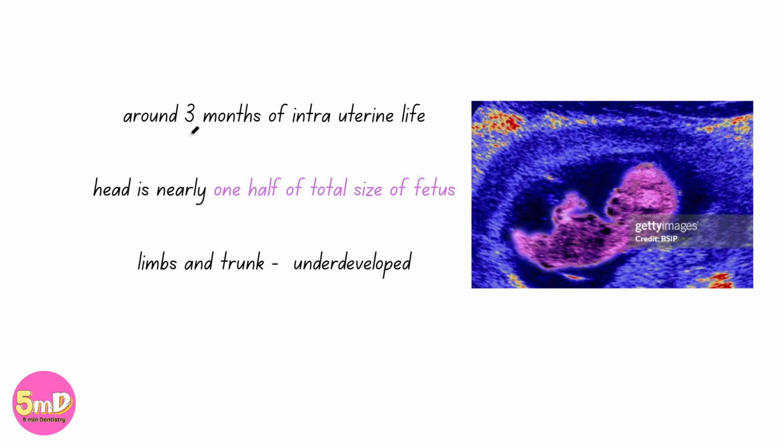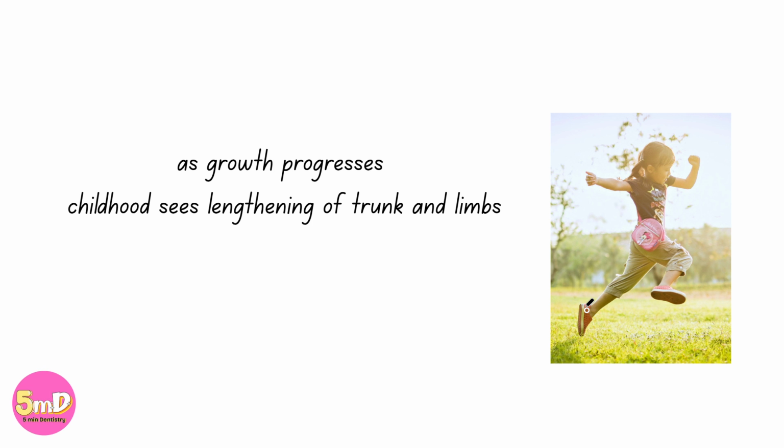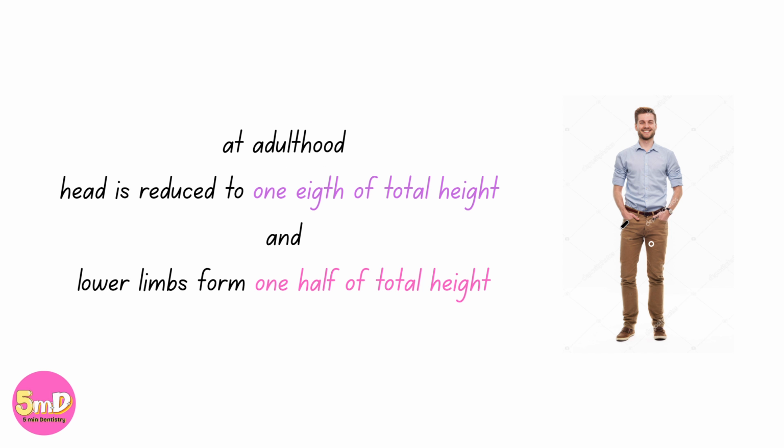So, when we start this theory from intrauterine life, around 3 months, the head forms almost half of the total size of the fetus. Limbs and trunk are underdeveloped in a fetus. At birth, the head forms almost one fourth of the newborn's length, and the limbs and trunk are formed to some extent. Whereas in childhood, as I said, the head is almost the same size, whereas the trunk and the limbs grow at a relatively higher rate.